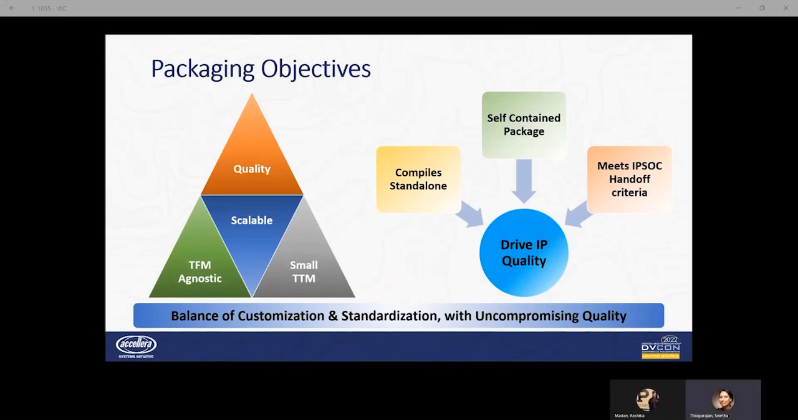Enter Export IP, which packages the IP and runs quality assurance on the package. Furthermore, we developed Orion, which is a robust quality checker infrastructure. I will now hand this presentation over to Rashika, who will walk you through the architecture of the tools and the flows that we developed, challenges during deployment, as well as the results.